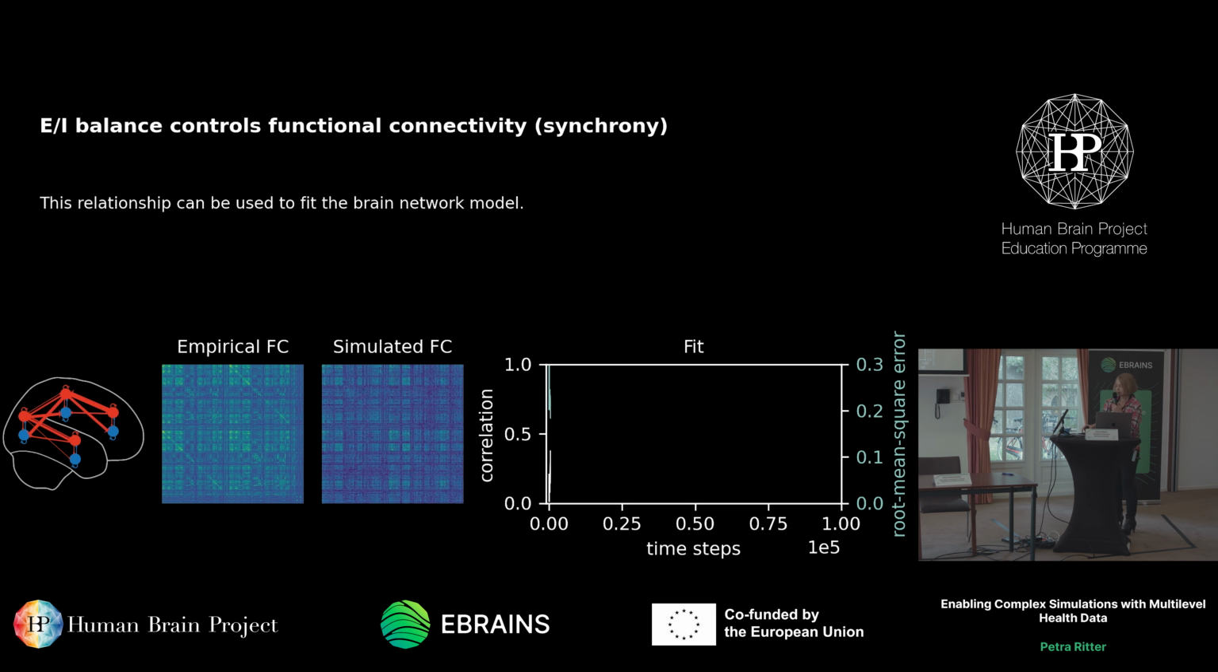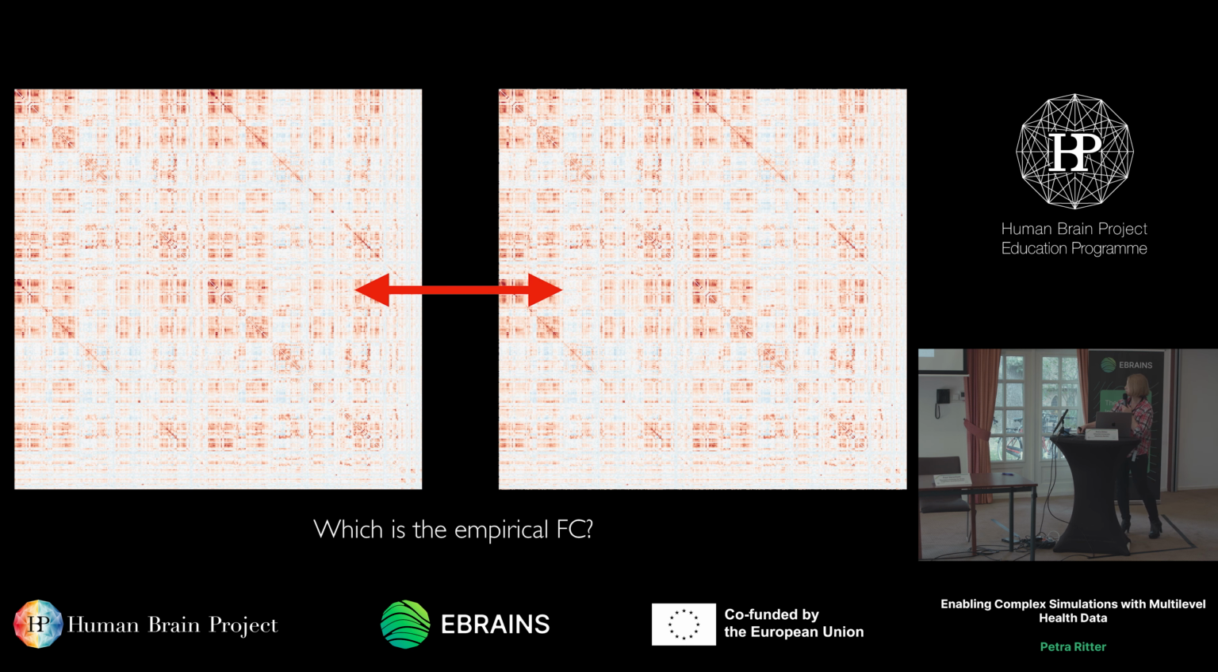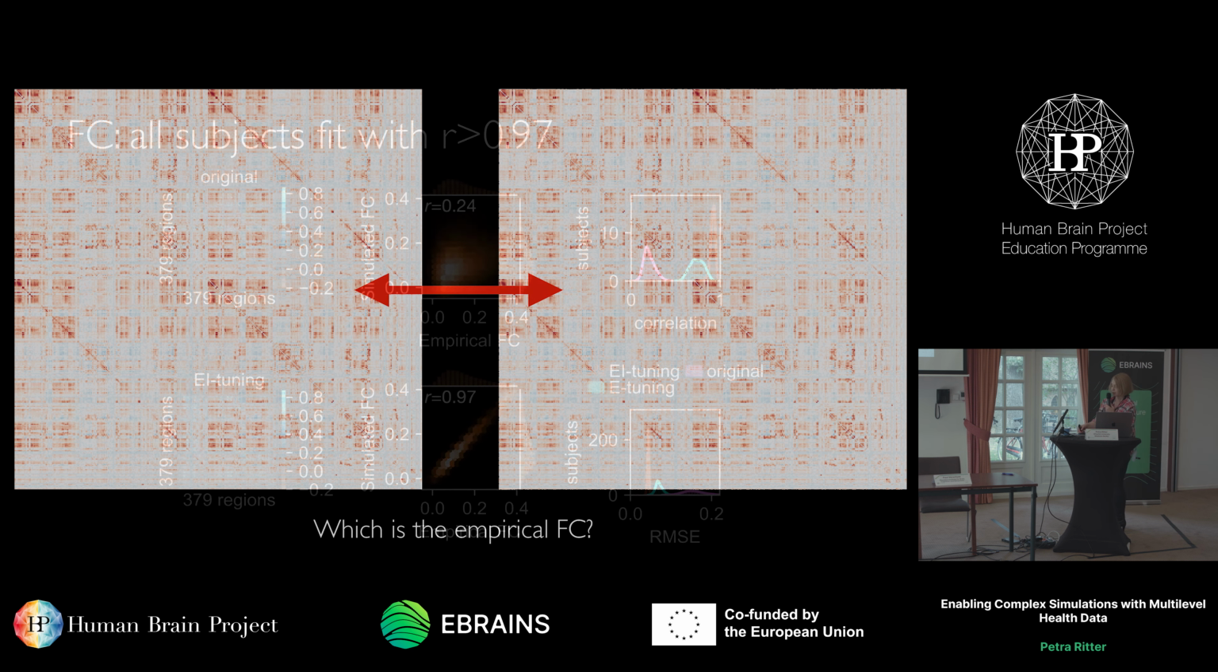And this is done here. You see we have the simulated functional connectivity and the empirical functional connectivity. We tune the excitation-inhibition ratio. And here you see how the fitting improves. And we can very faithfully, for each individual subject, reproduce the empirical functional connectivity. And it is a very high degree of correlation. So if you look with the naked eye, they look identical.